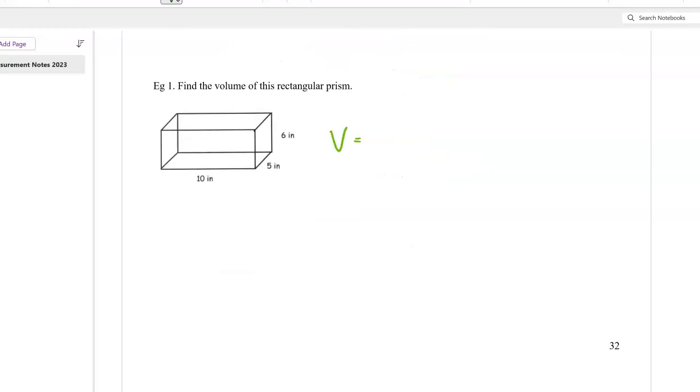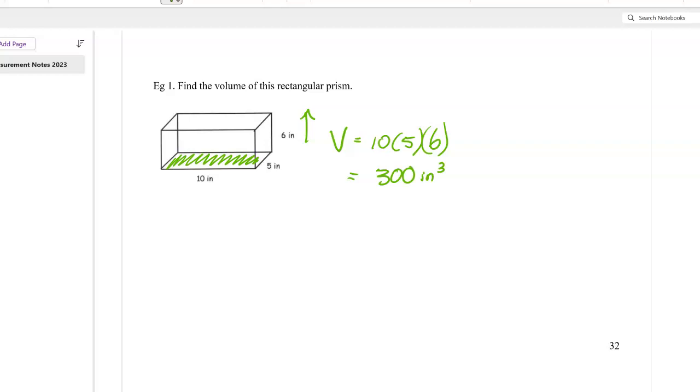Volume is going to be the area of the base, and I can see the base in this shape is 10 times 5. And how high is it going? 6. So you would get 300 inches cubed this time because we're multiplying 3 dimensions.